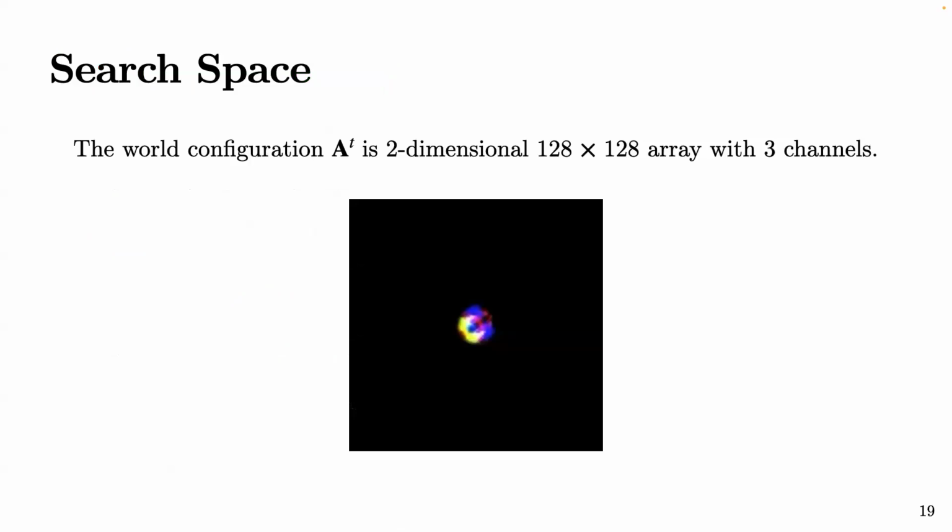So in this work, we will restrict the search space to world configurations that are two-dimensional of size 128 by 128 with 3 channels for RGB. And to give you an idea, here is an example of a self-organizing pattern in action. So that's the kind of patterns that we're looking for.